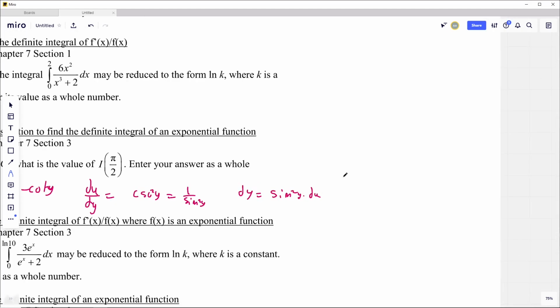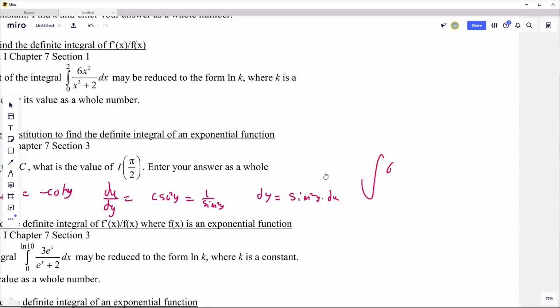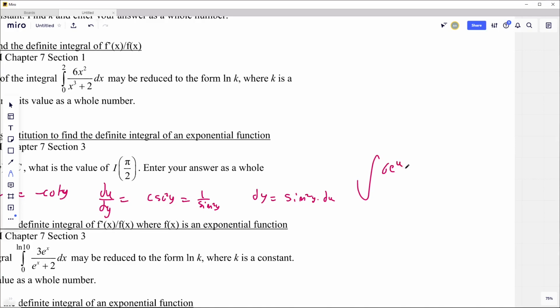And then we're back to the original integration where you have 6e to the u, because we replaced the minus cotan, over sine squared y times sine squared y, this is why they cancel, du. With this and du, it's just really easy, it's just 6e^u plus c, because it's indefinite, there are no limits or boundaries, and then just replace back, so 6e^(minus cotan y) plus c.